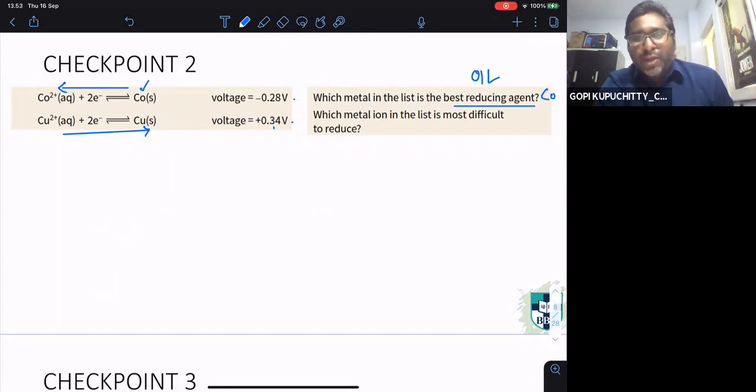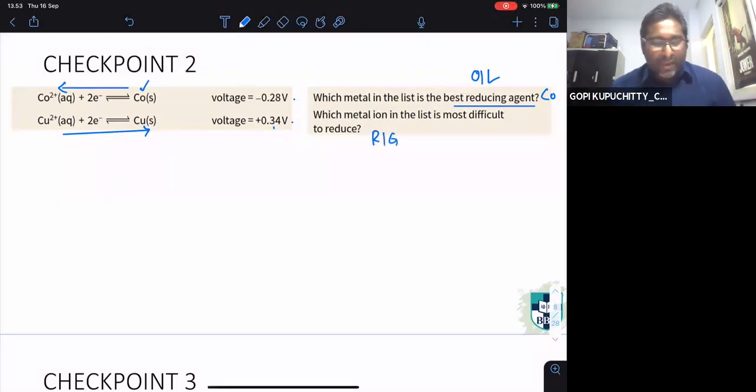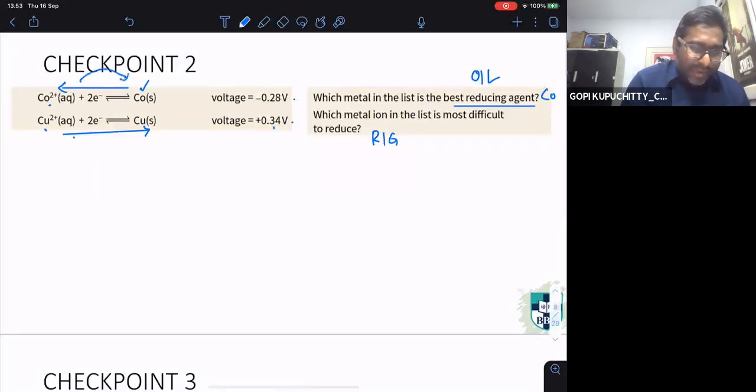And which metal ion in this list is most difficult to reduce? Reduce is what? Gain of electron. Which one is difficult to gain electron? This one is easier. This is going to be difficult to gain electron to go there. So this is going.